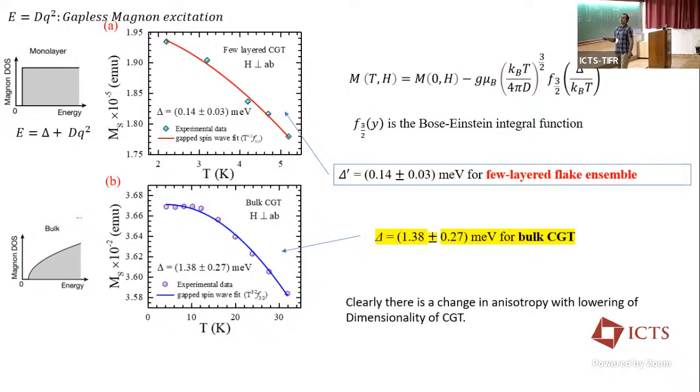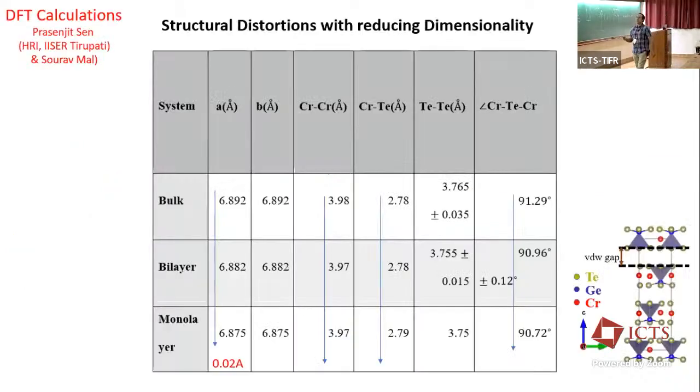But when you go to the very low thickness sample, the anisotropy has dropped significantly. At these low temperatures, the transition which is happening around 14 Kelvin, the anisotropy out there has changed. It has gone down to 0.1. This is, I'll come to that. So this is where we find that there is a significant change in anisotropy of the system as you lower the dimensionality of the system.